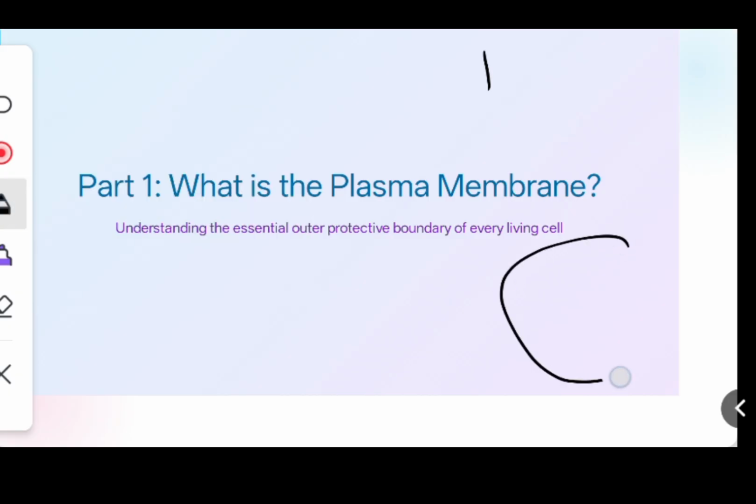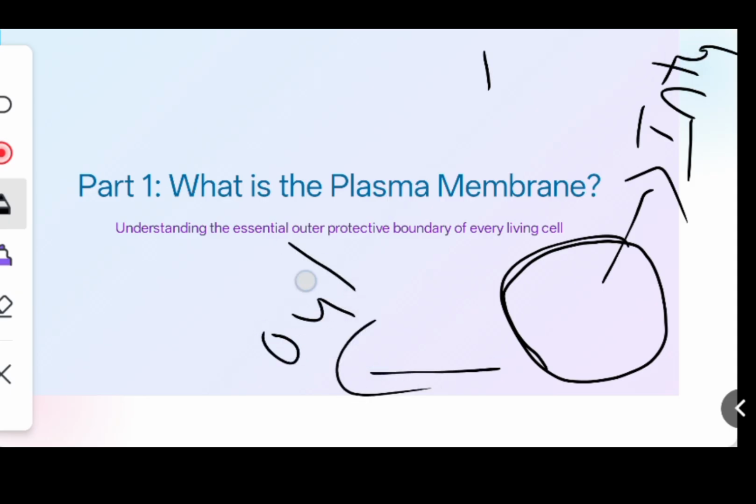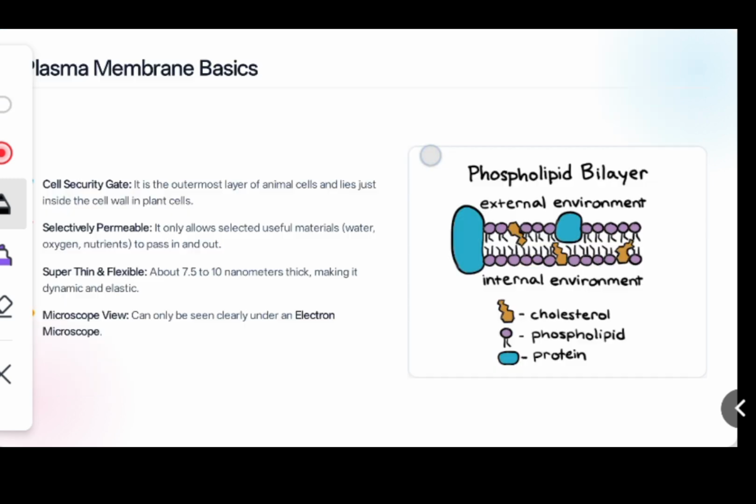So this is the cell. This is the inner side of the cell and this is the outer side of the cell. So this layer which is separating the inner side and outer side of the cell is known as a plasma membrane. It is present in both animal cell and plant cell. Then, the basic importance of the plasma membrane.